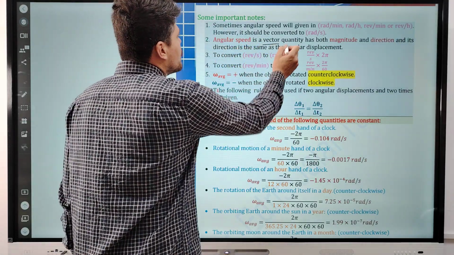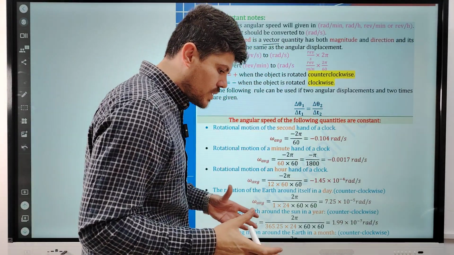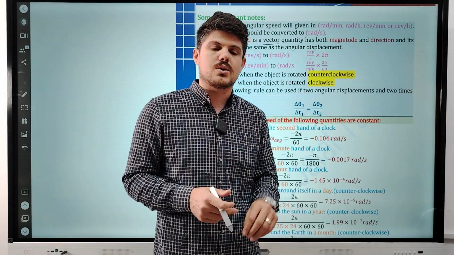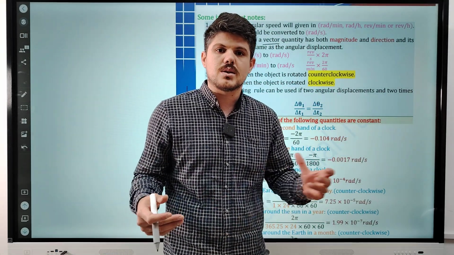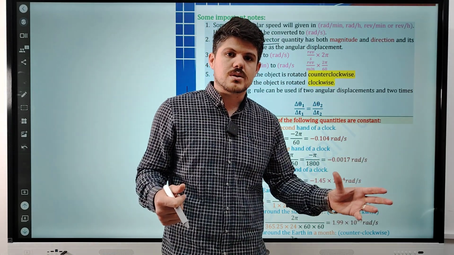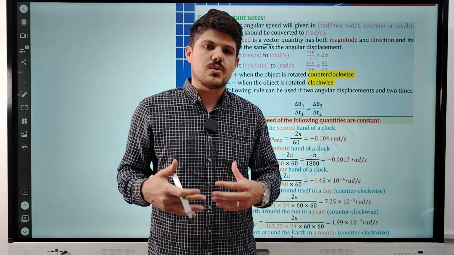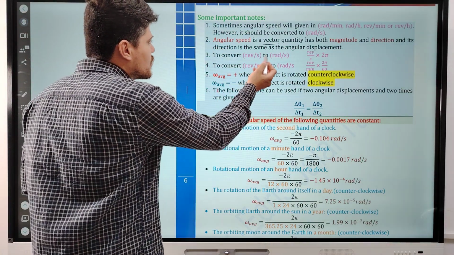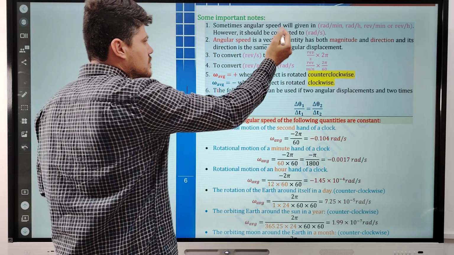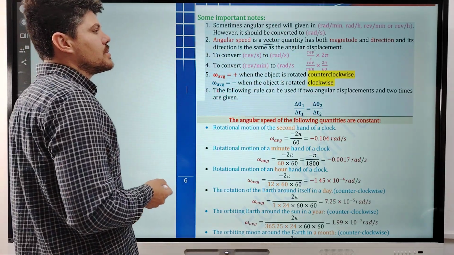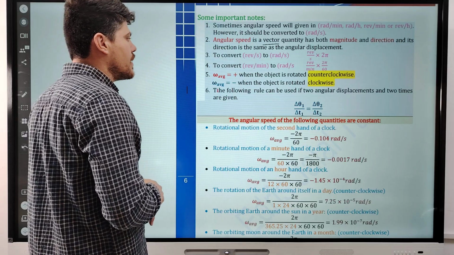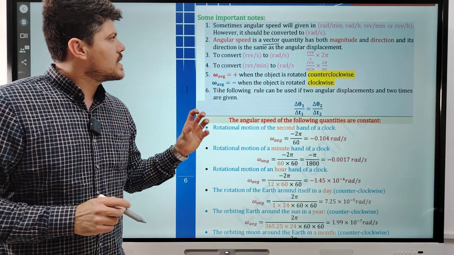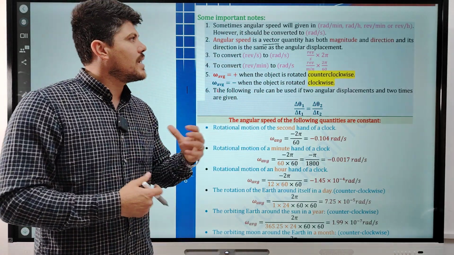So the angular speed is a vector quantity. What do we mean by vector quantity? In physics, when we say something is a vector quantity, it means that this quantity has both magnitude and direction, like force. Force is a vector quantity. Why? Because force has magnitude and direction. To convert rev per second to rad per second, we multiply by 2 pi; rev per minute to rad per second, multiply by 2 pi over 60. The angular speed, because it is a vector quantity, could be positive or negative.